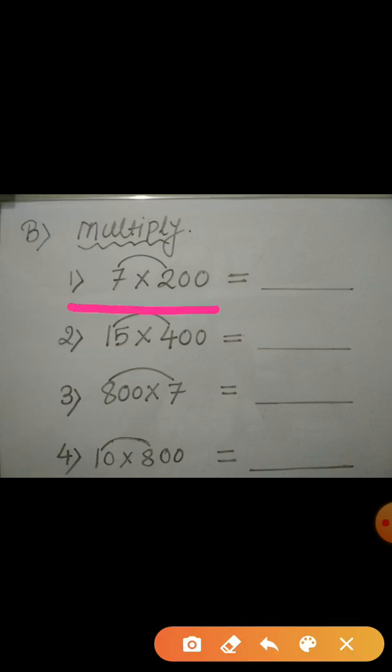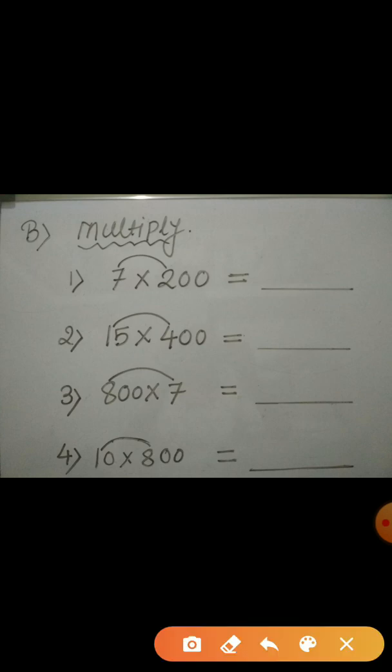Here we have to multiply the numbers 7 and 200. Here in the number 200 you can see at the end there are two zeros, right? So while writing the answer, first we are going to put two zeros. One will come at the ones place and other will come at the tens place. And then we multiply the remaining numbers, that is the numbers 7 and 2. Now 7 2s are 14. Hence the answer is 1400.